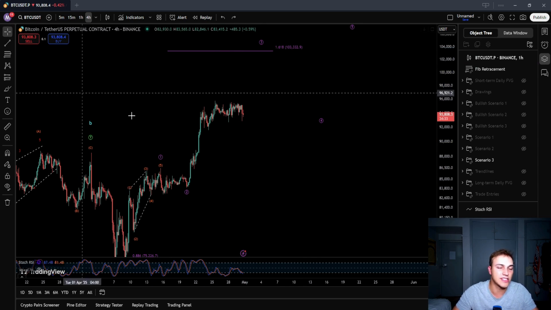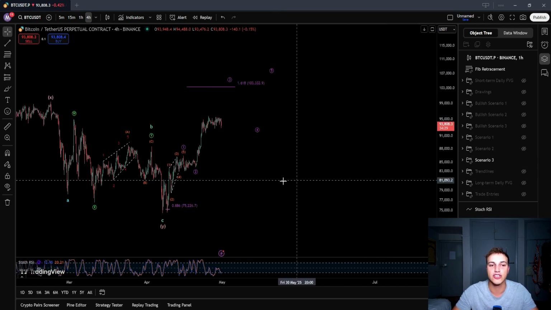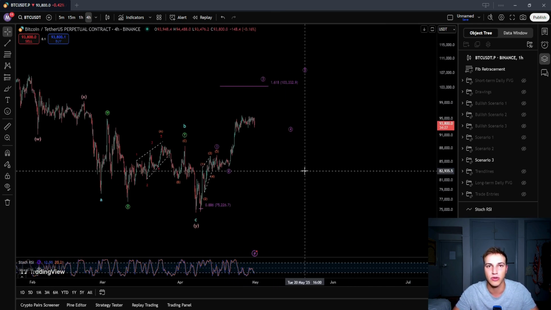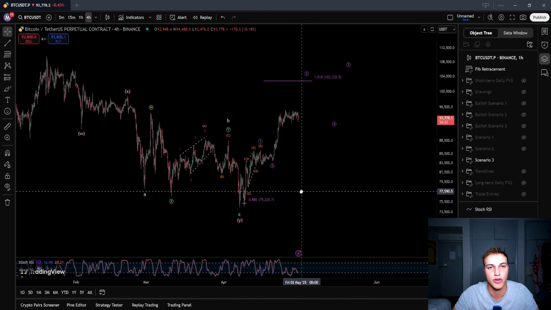So that is the first scenario, not the most likely scenario, but we have to keep it on the chart just in case it does play out. Probabilities here are around, I would say, 10% for this scenario to play out.